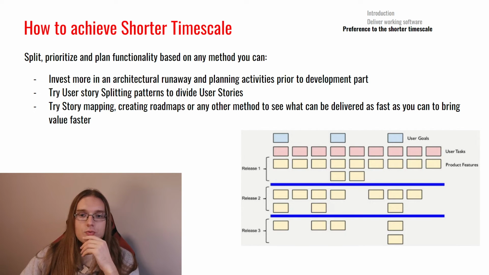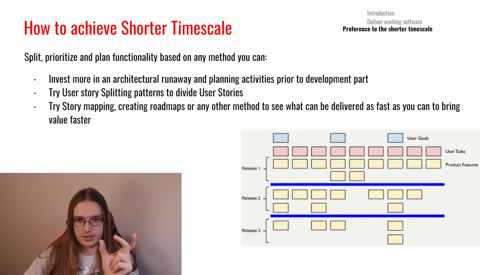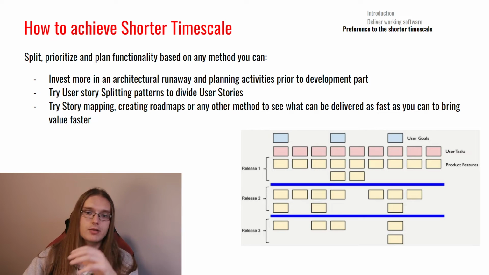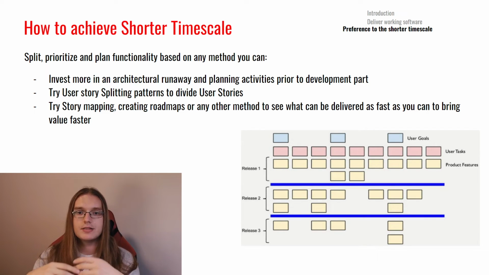this is coming together with a myth-busting idea of having a lot of planning and preparation activities in Agile. To achieve shorter time scale of delivery, you need to know your backlog really very well, and you need to have your backlog in really very small pieces. You need to split, prioritize, and plan functionality based on any method you can.